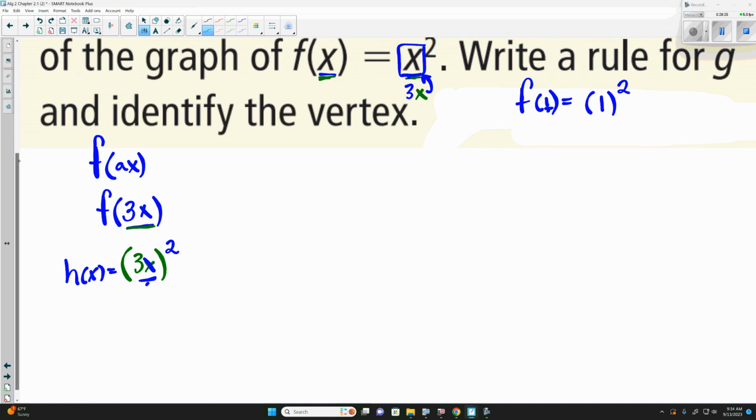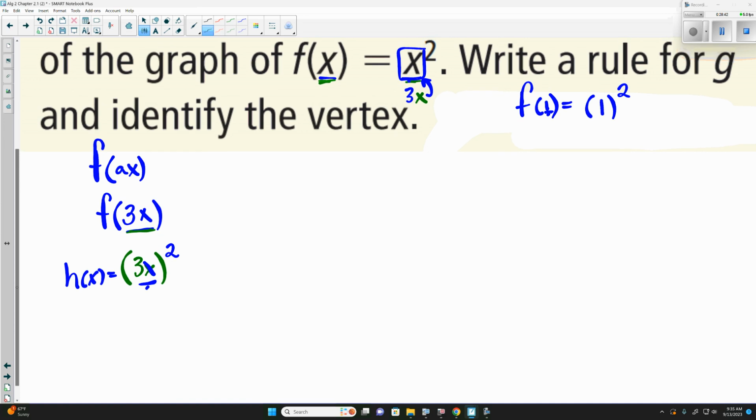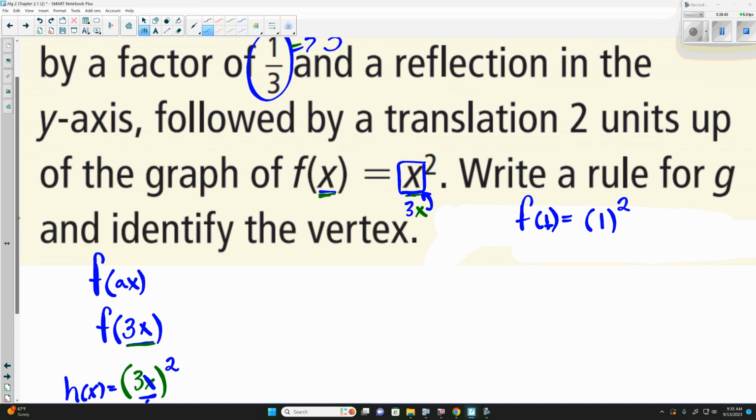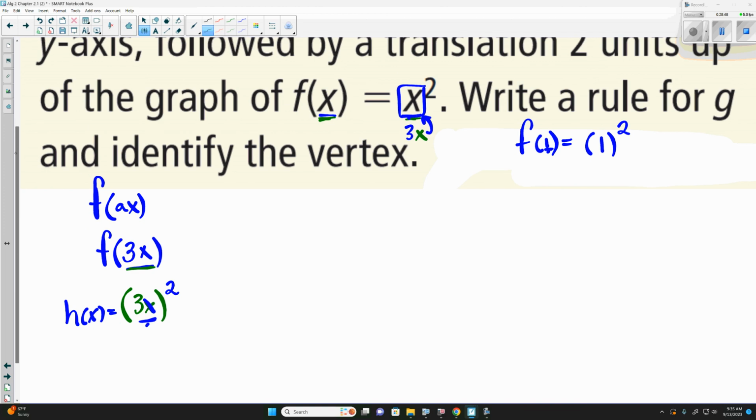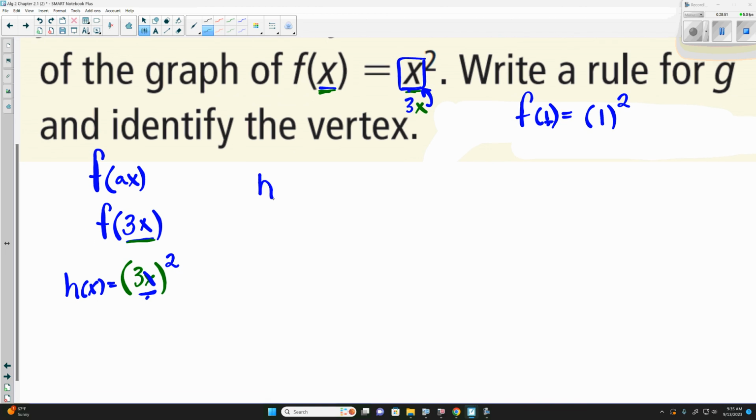Now, at this point here, we can leave it as 3x squared. We could simplify it, and I will show you guys that here in a bit. But that is the horizontal shrink of 1/3. Gives us parentheses 3x close parentheses squared. We don't have to simplify it. We can leave it as this here. Followed by a reflection in the y-axis. So we have h of negative x, because we called it originally f of negative x for our reflection in the y-axis. But here we're just calling it h of x because we're talking about this function here.